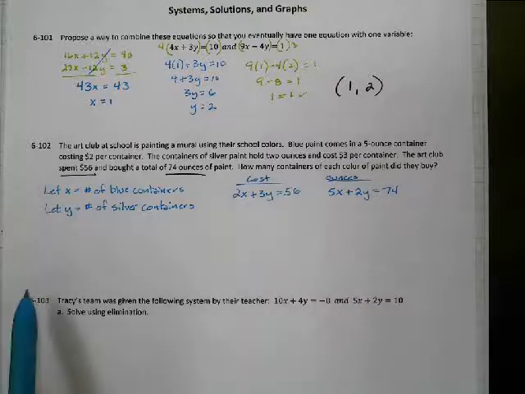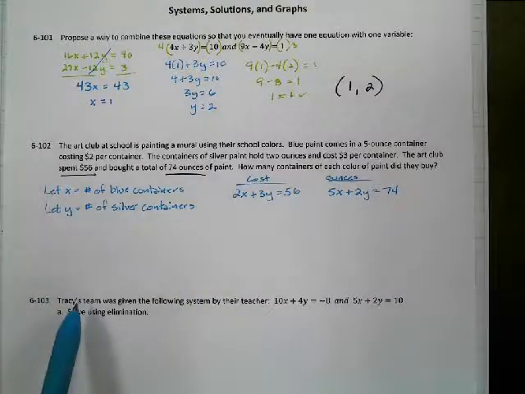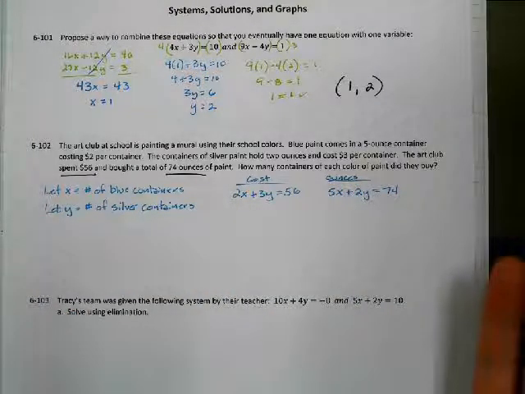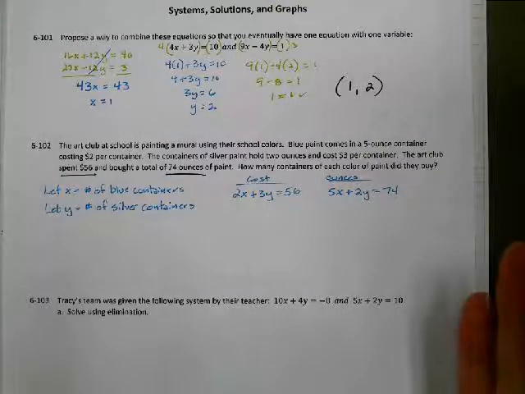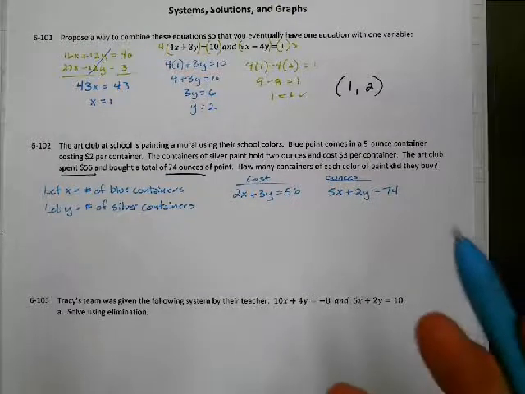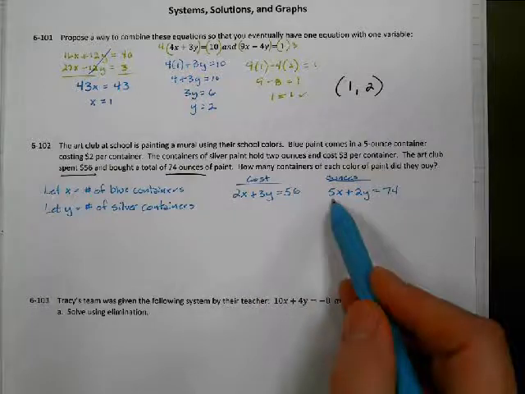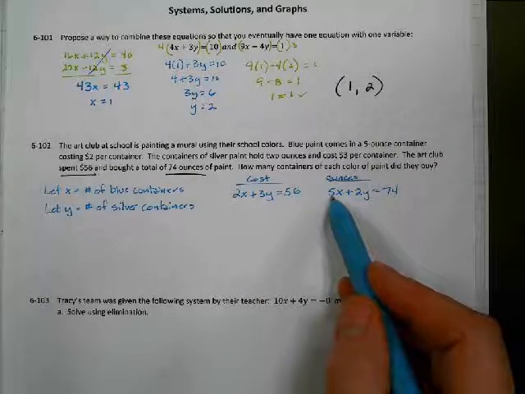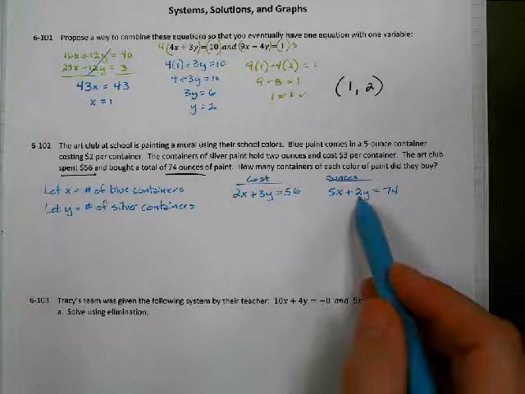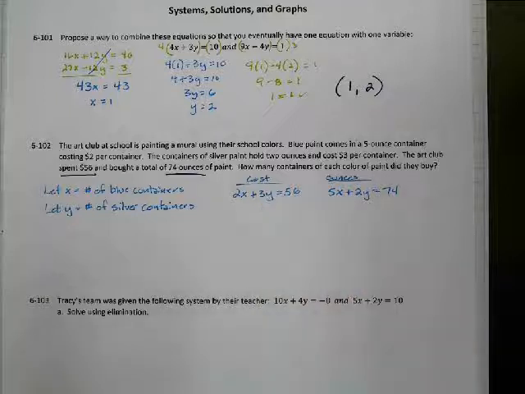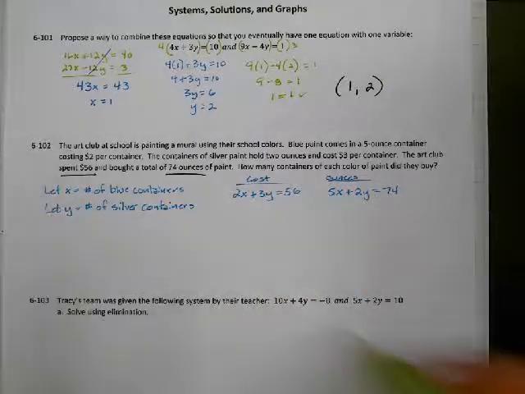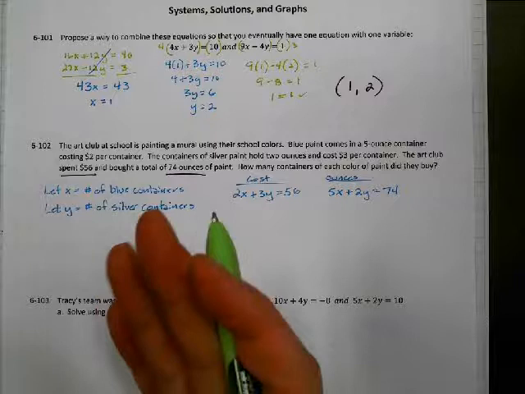Okay, so looking at this one, I can get rid of the X's or I can get rid of the Y's. It really doesn't matter. Usually what I do is I just look for the smallest numbers. 2 and 5 are bigger numbers, so I would probably just multiply by 3 and 2. So I'd do these two equations here. Now they're both positive, that's a problem.